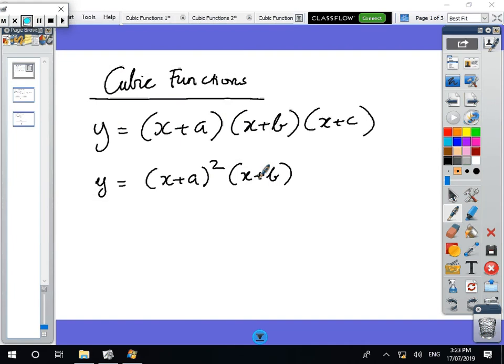Okay, so we've come up to the hardest part of cubic functions, when you've got brackets all the way across. It's going to be a cubic because x times x times x is x cubed, but it's got 3 brackets. Or x squared times x is x cubed. So the difference here is we've got a double bracket. Okay, so let's see what happens.